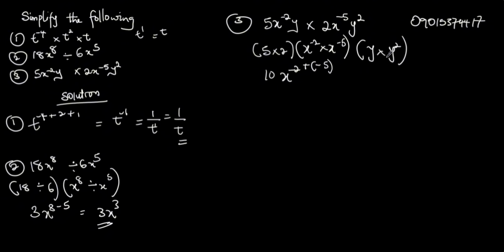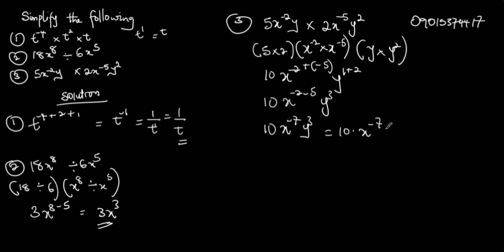And then the y are the same. I pick one of the y. We have 1 plus 2. So what we have is 10x raised to the power minus 2, plus times minus is minus, so minus 5, and y raised to the power 1 plus 2 is 3. So this gives me 10 times x raised to the power minus 2 minus 5, which is minus 7, times y raised to the power 3. Now this is the same thing as 10 times x raised to the power minus 7 times y raised to the power 3.